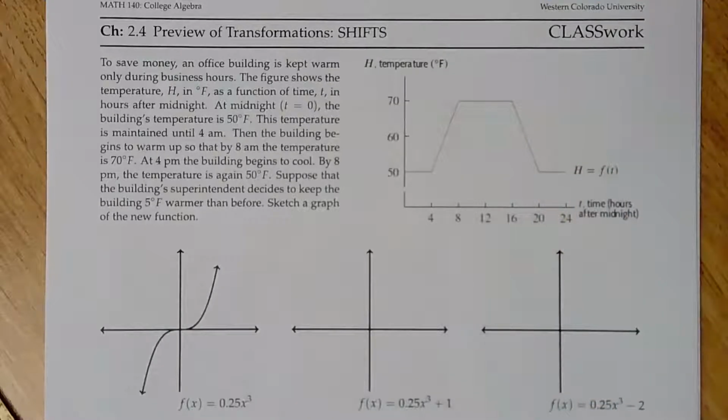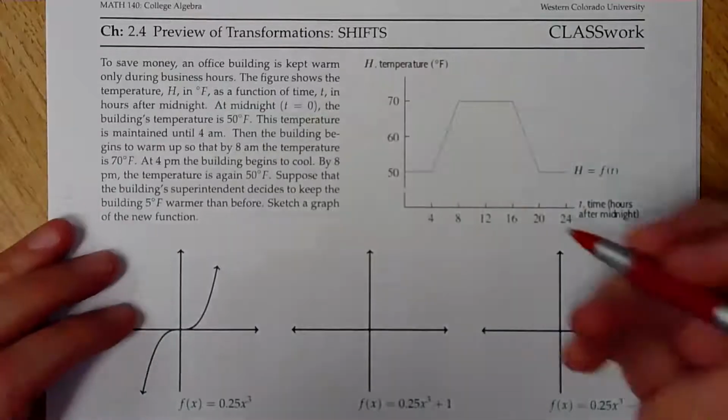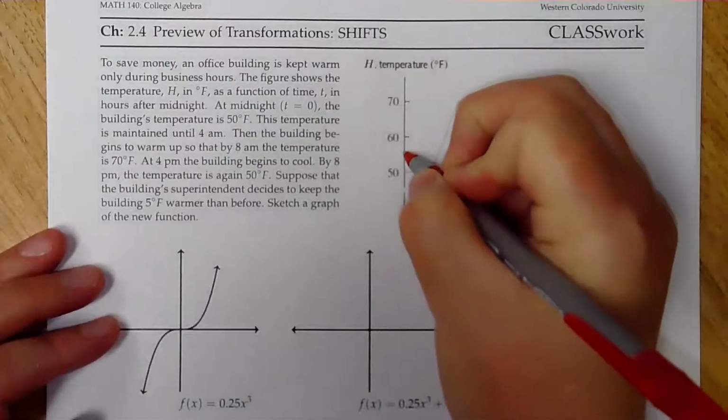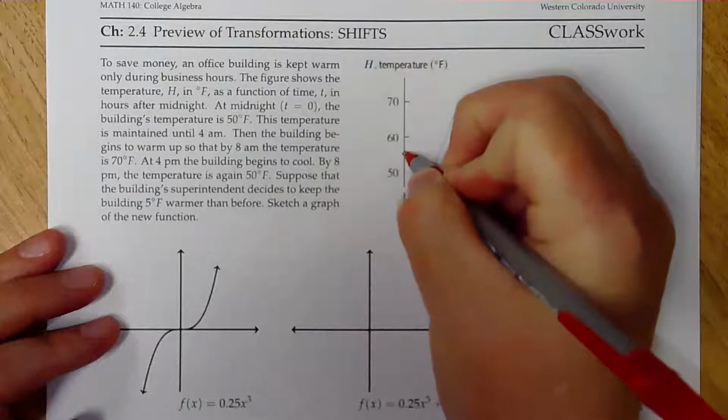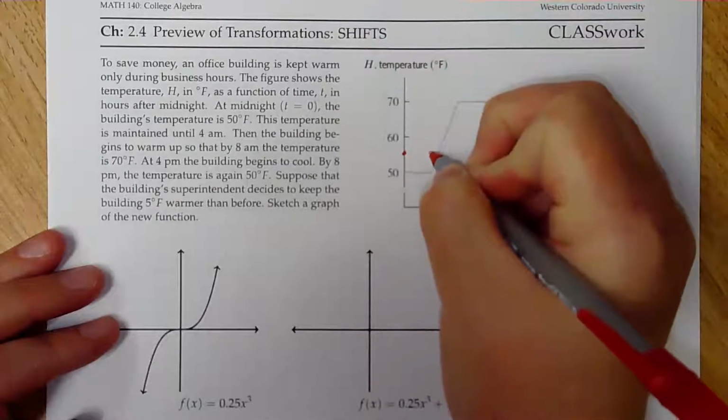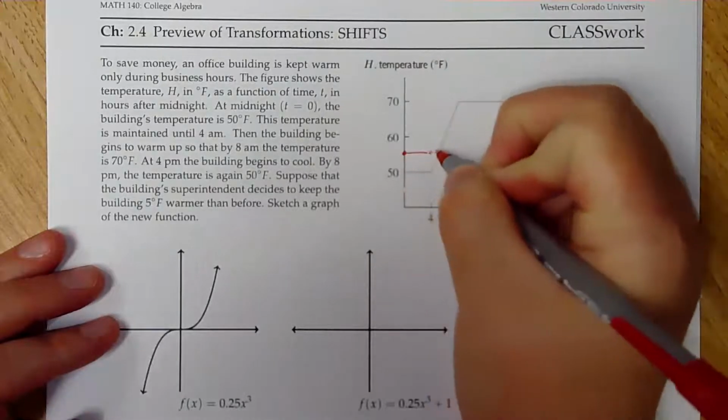Suppose that the building superintendent decides to keep the building 5 degrees warmer all the way across the board. So that 50 would become 55, the 70 degrees would become 75, and so on. Sketch a graph of the new function. All right, so if anything that was 50 degrees is now supposed to be 55 degrees because we're adding 5 to the temperature, I'm going to have this.